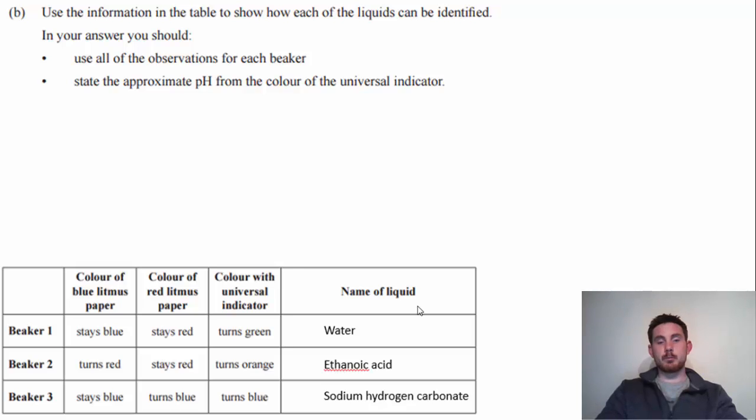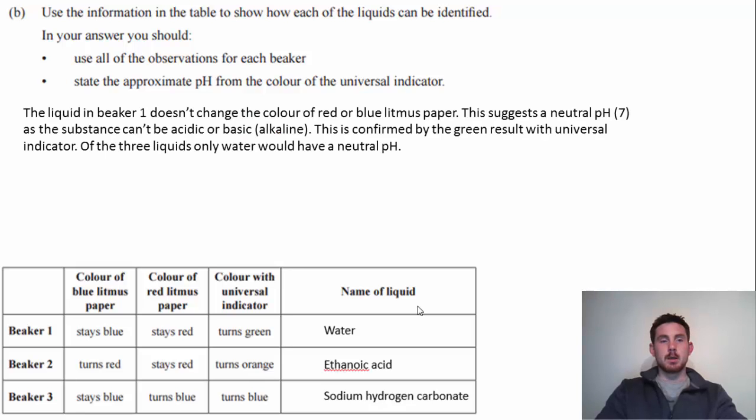Okay, so I've put the table in with our answers from part A down at the bottom, so you can refer back to that. And we've got to use the information to show how we identified each of the liquids. We want to use all of our observations for each beaker. Remember, I would treat these bullet points as a tick list, and as you've done them, tick them off, and that makes sure you've got a full and complete answer. And then we're going to state the approximate pH from the color of the universal indicator.